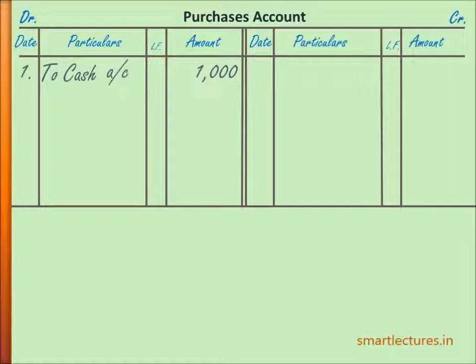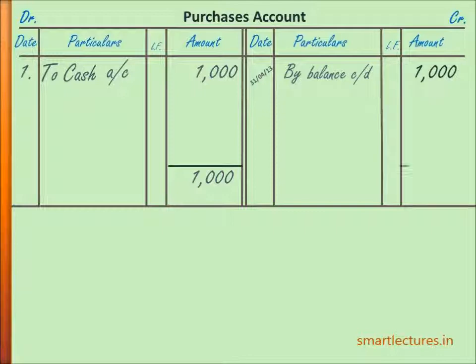Now come to the purchases account. On debit side, the total is 1,000, but on credit side, nothing. So by balance c/d, rupees 1,000. This is the balancing figure of purchases account. Now total on both sides, rupees 1,000.